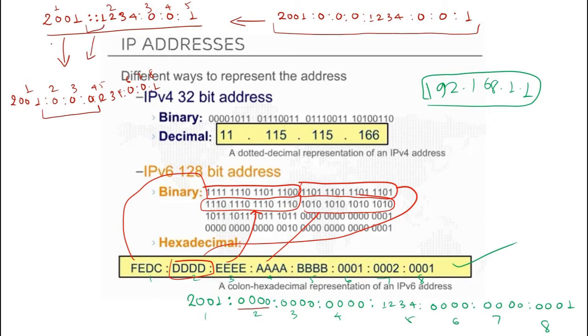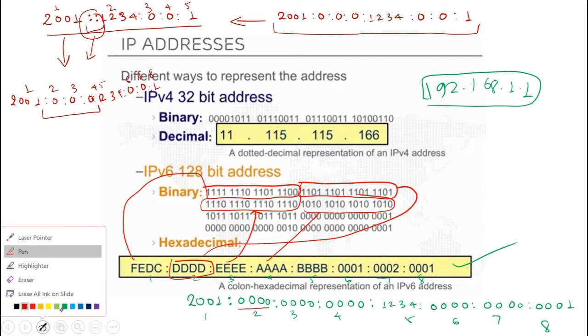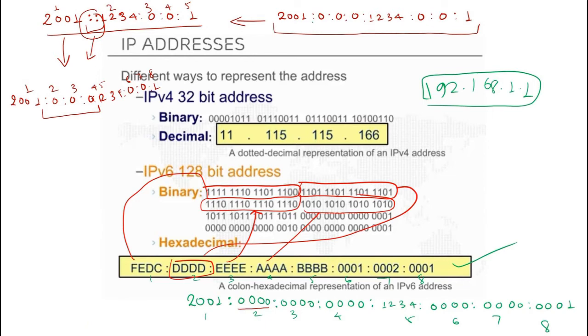That's why there is one more rule: we never use the double colon two times. Why do we not use it? You might be thinking, sir, you said I can place a double colon in place of zeros, so why place it only once? Why not put it twice? Because here we have three zeros, and here we also have two zeros. So we could write it like this as well: 2001 double colon 1234 double colon 1. How easy it was. But this is the wrong way. You cannot write like this. Why can you not write like this?